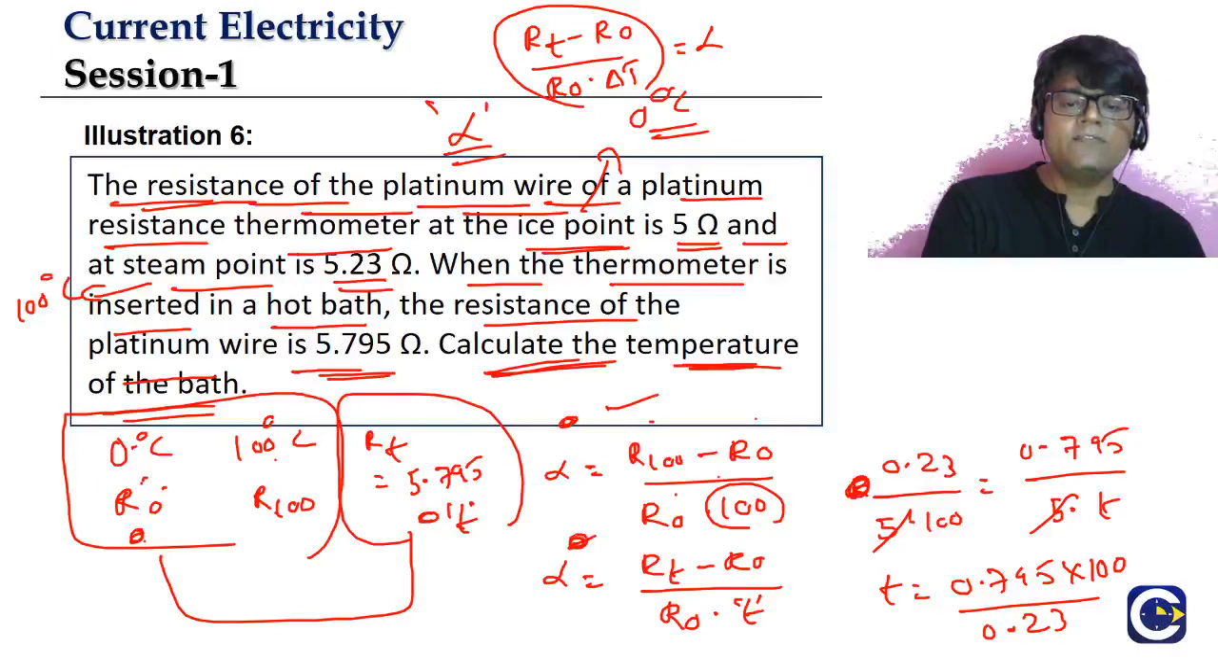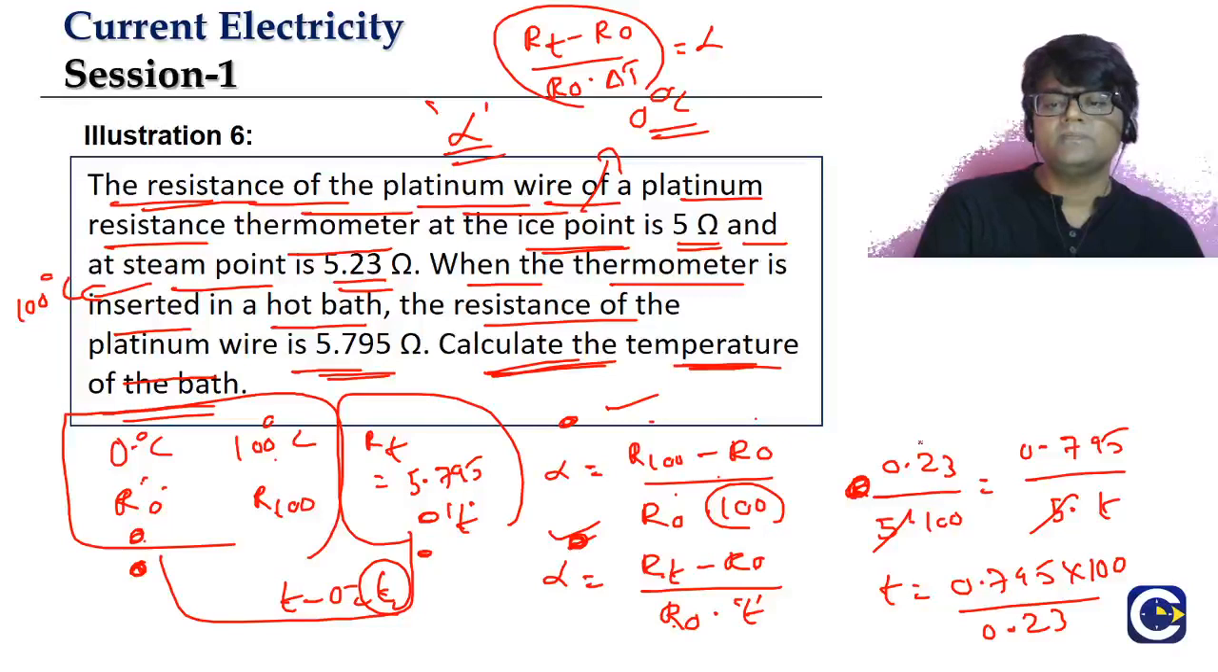Second time, we write the alpha formula using the base temperature and the unknown temperature T. Here the formula is RT minus R0 by R0 into the temperature difference, which is T minus 0, so T will come. This T is what you are trying to find. From both of these, the alpha values must be the same, right? We equate both of them.